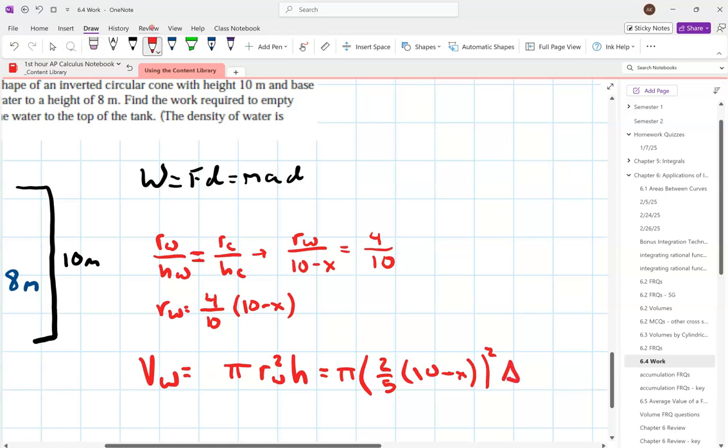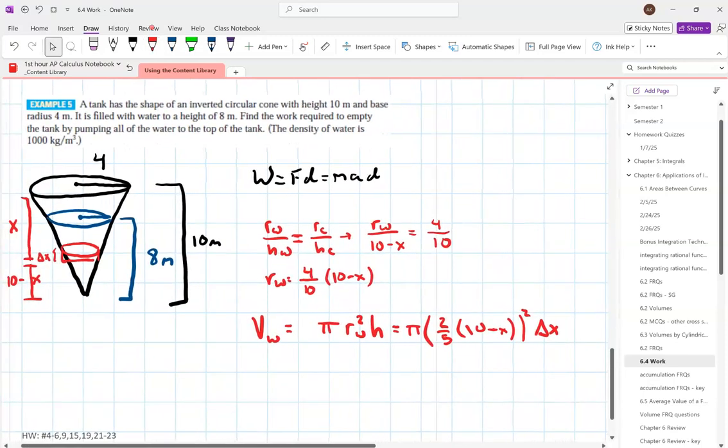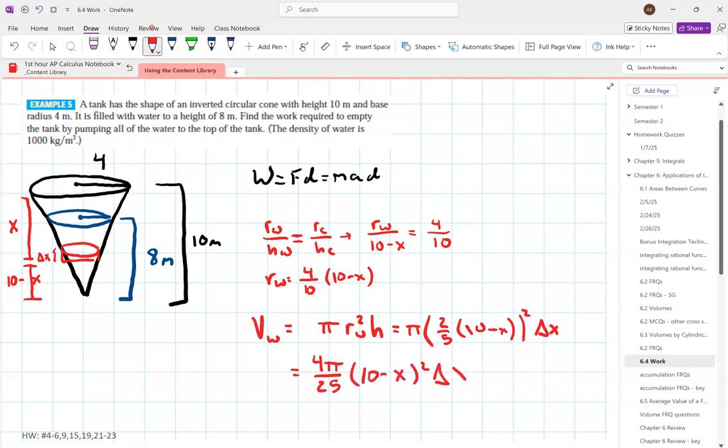And then the height of my cylinder is delta x, right? Yeah, I guess. So that's going to turn into 4 pi over 25, 10 minus x squared delta x. So that's calculating that little cylinder there.